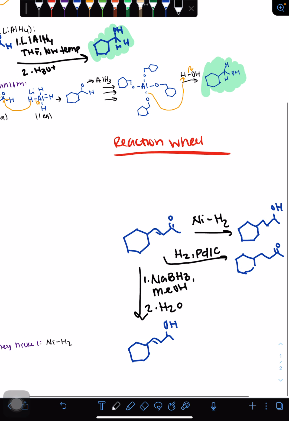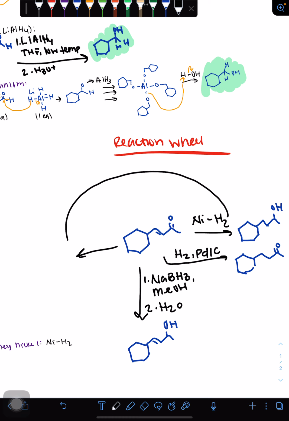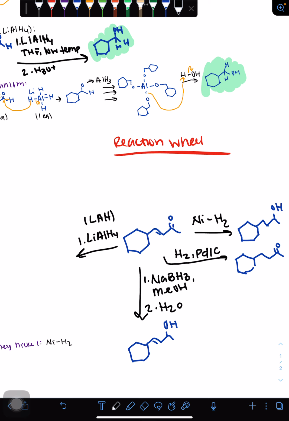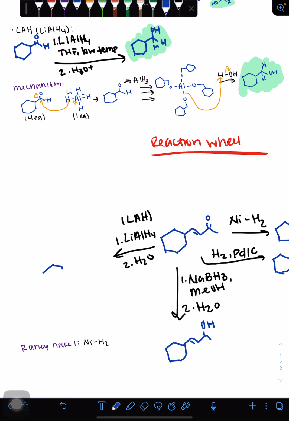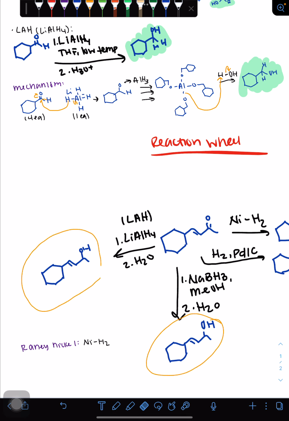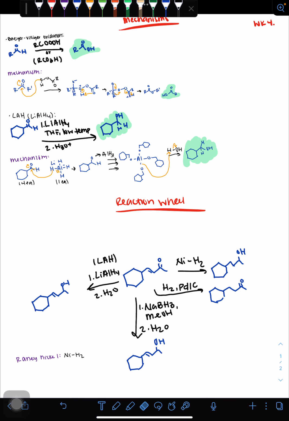And finally, the last one, more like a semicircle because we're missing the top half. Reaction wheel with lithium aluminum H4 or LAH, and water. We're going to get that. So the exact same thing. Once again, it's just 2 different reagents that'll give you the exact same product. And that is it. Thank you.